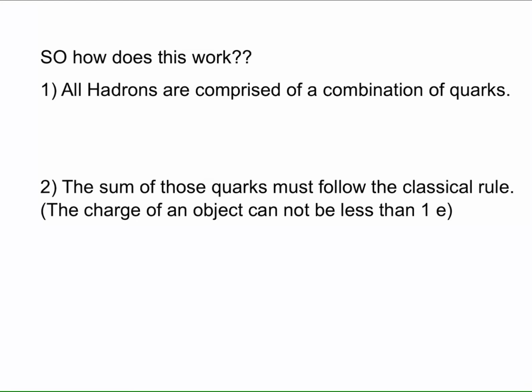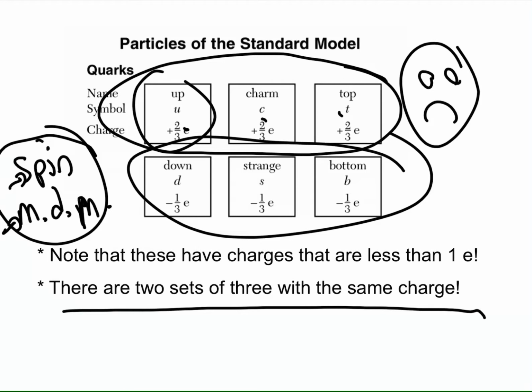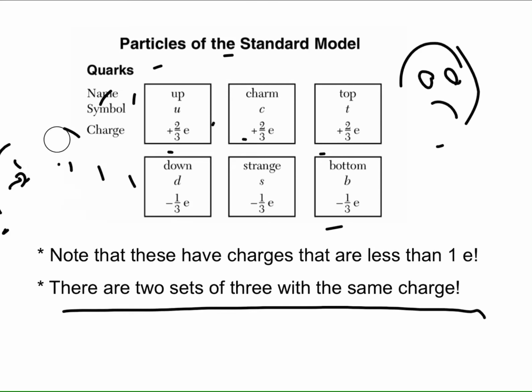Now, how does this work? I put a whole bunch of information out there. All hadrons are comprised of a combination of quarks, right? So, for instance, a proton, one of the ones we're familiar with, is comprised of up, up, and down. Now, we just use the symbols, the lowercase letters, and if you see it on a test question, it's going to be italicized, as they are here. If you look, up, charm, top, down, strange, bottom. They're just going to use those lowercase italicized letters to represent each one.